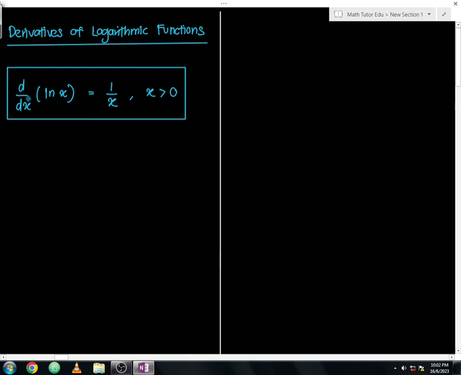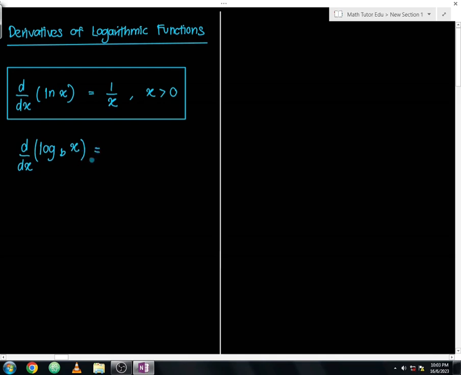Okay, we're done with the first one. Let us move on to the second formula. For the second formula, we're going to proceed with the logarithmic function. For instance, if you are required to differentiate log x with the base b, you need to differentiate with respect to x.